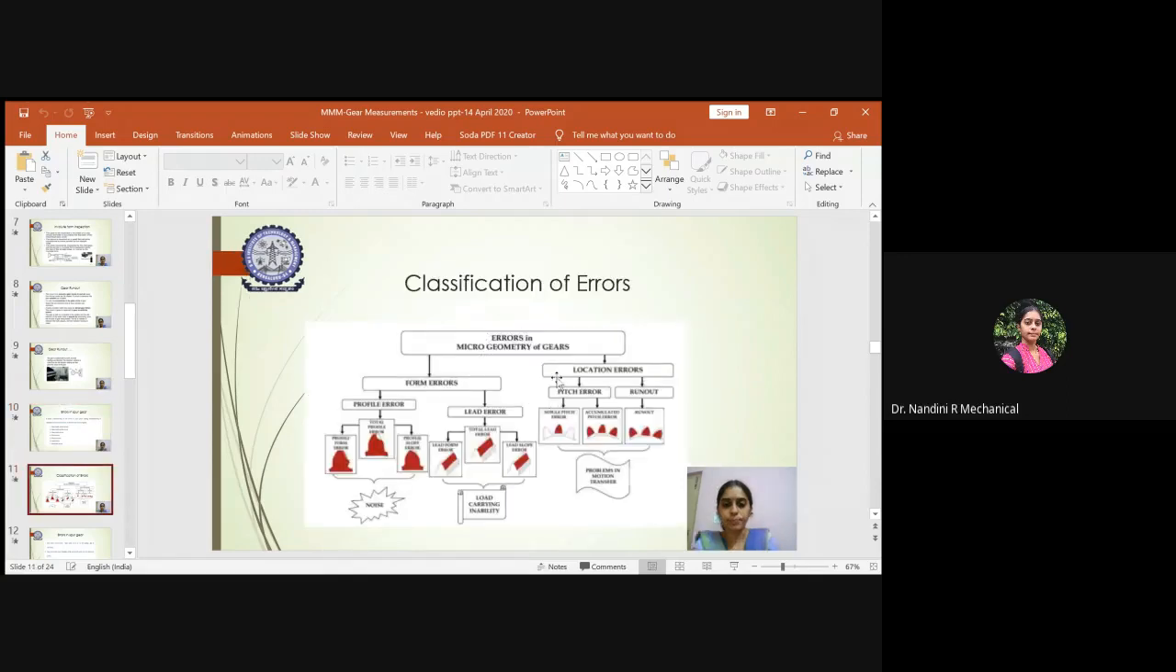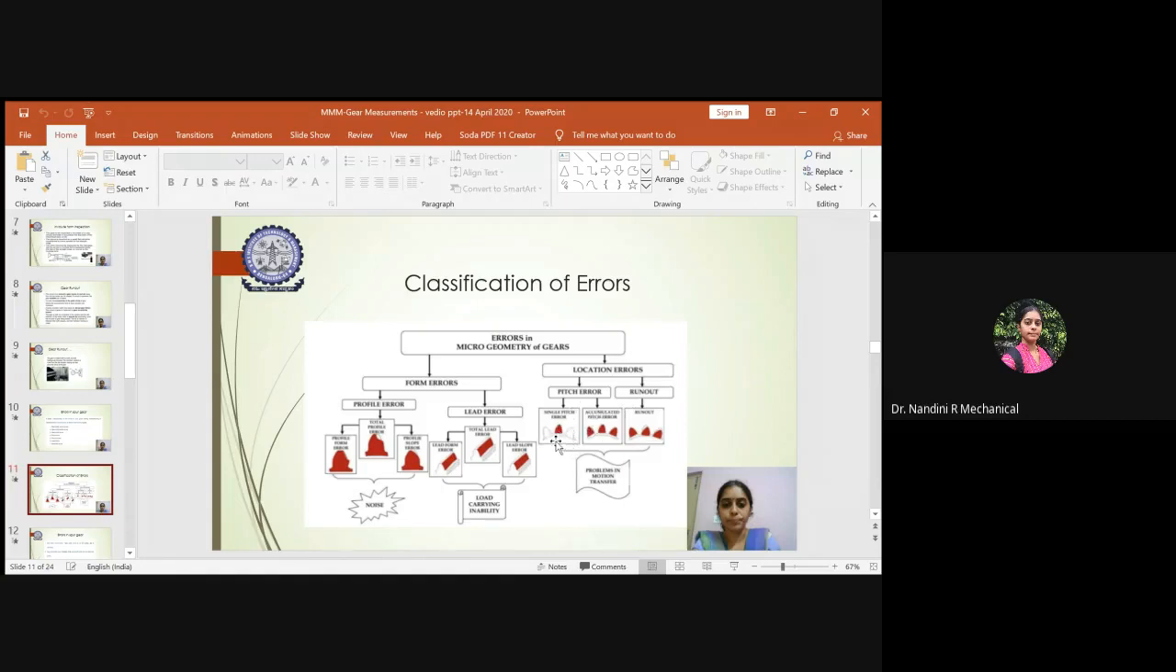We also had a discussion about classification of errors, how it comes, depending upon the form errors and the location errors. So you can get the errors with respect to location and with respect to the form of the gear tooth. With respect to the location errors, usually you will come across only two types: the pitch error and the runout error. But with respect to the gear tooth form, you will come across the profile errors as well as the lead errors. So we also dealt about how to overcome these profile errors, lead errors, pitch errors, runout errors. Mainly you have to focus on the pitch errors.